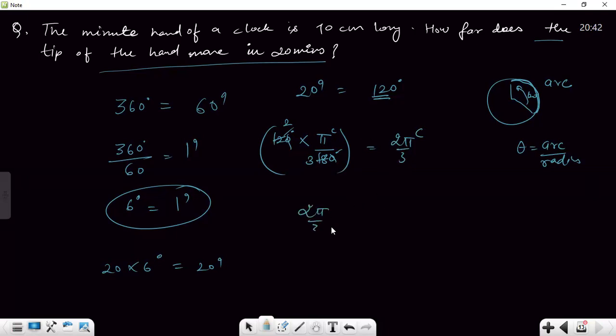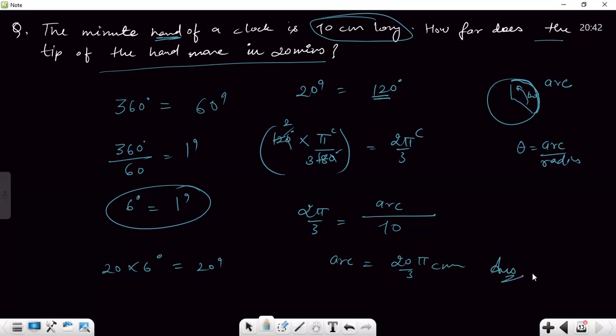Now 2 pi by 3 is equal to arc over r, and the arc is what we need to find out. The radius is 10 centimeter, because the minute hand is equal to the radius. So the arc equals 20 pi by 3 centimeters, which is precisely the answer. Is everything clear? Any doubt? No, sir. No doubt.